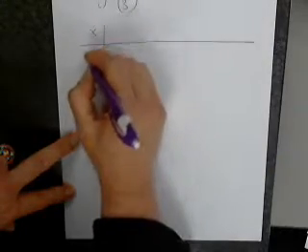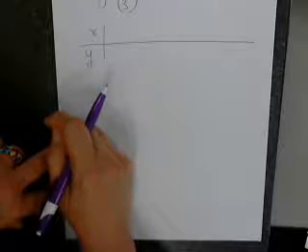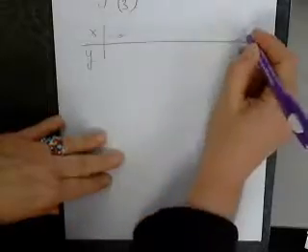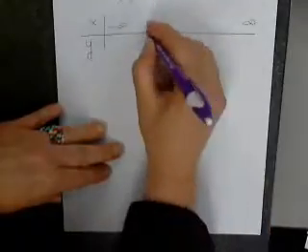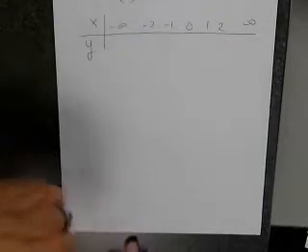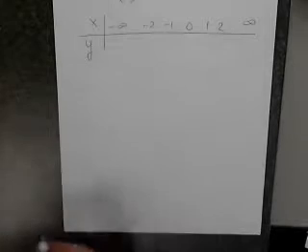Let's pick some numbers. What is the domain of this function? What can x be? Are there any restrictions on the exponent? No, they're not. So the domain is all real numbers. Good. So let's just pick -2, -1, 0, 1, and 2. So if I plug in -2, what do I get?